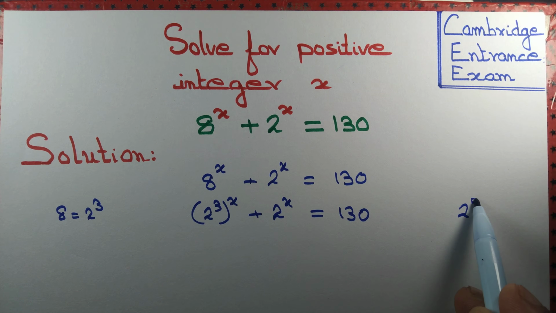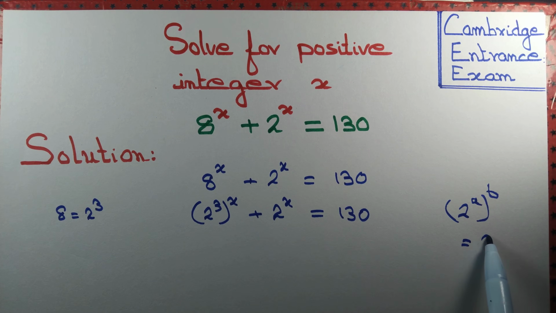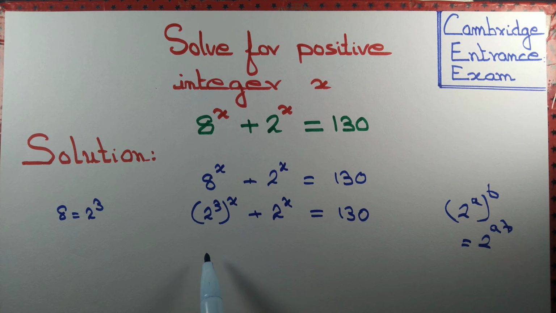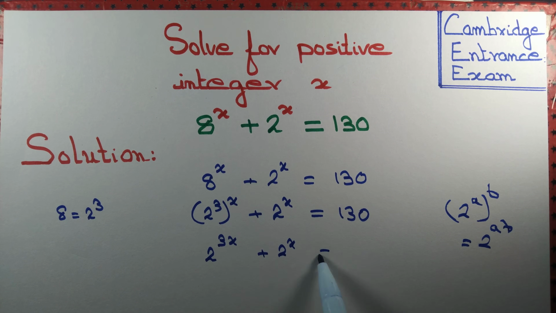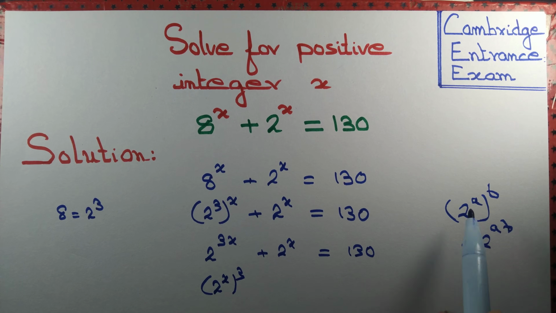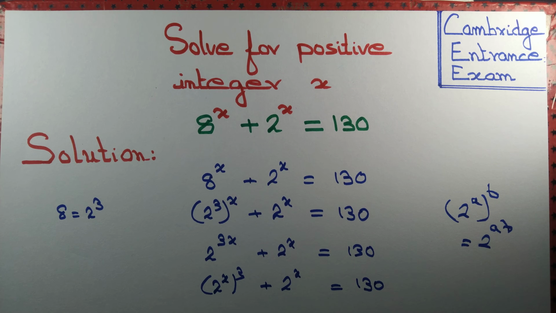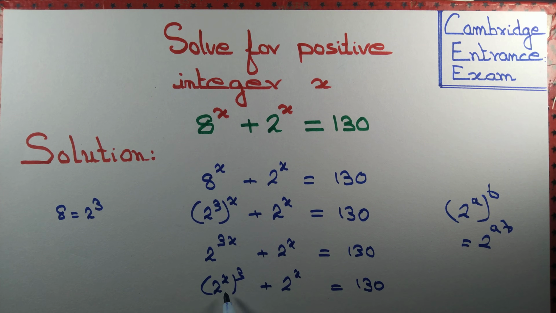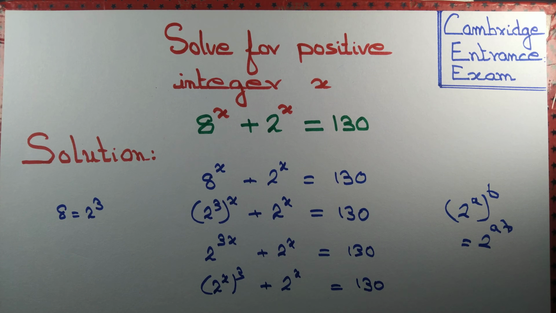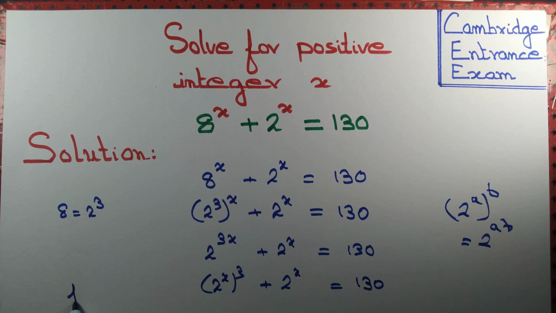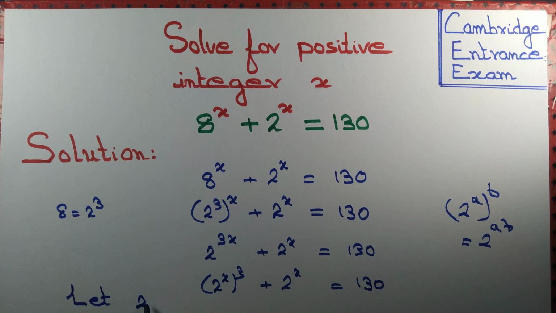Now we know that 2 to the power a whole thing to the power b equal to 2 to the power ab. Let's do the same thing here. So 2 to the power 3x plus 2 to the power x equal to 130. Now 2 to the power 3x once again can be written as 2 to the power x whole thing cube by the same law, plus 2 to the power x equal to 130. We got something like y cube plus y equal to 130. So let 2 to the power x equal to y.